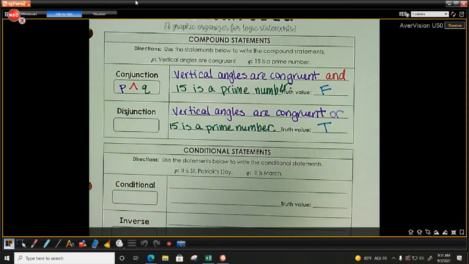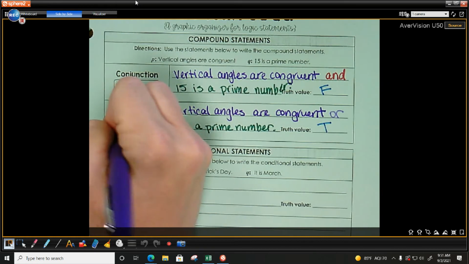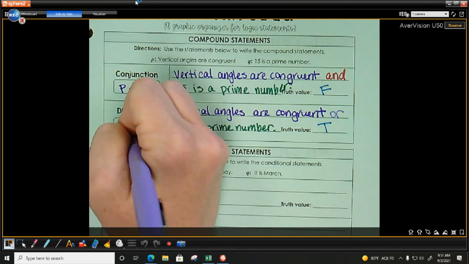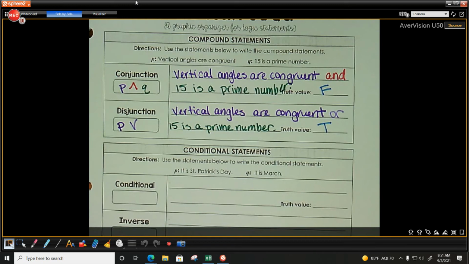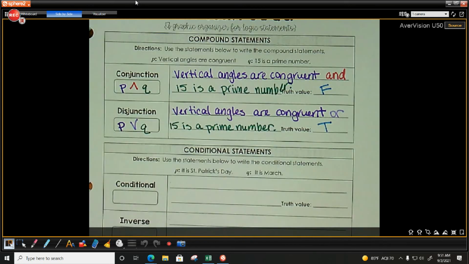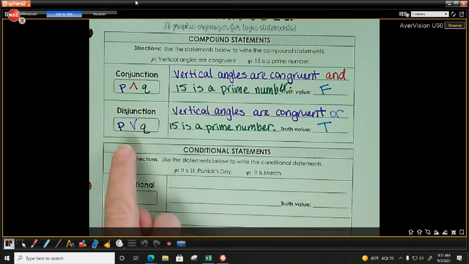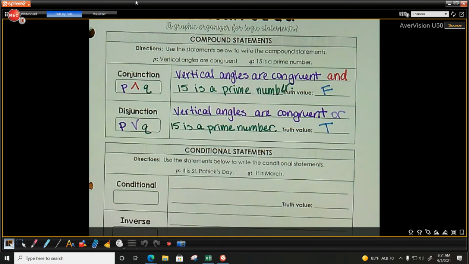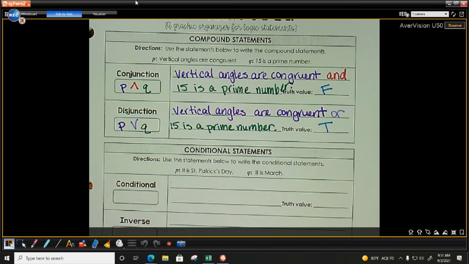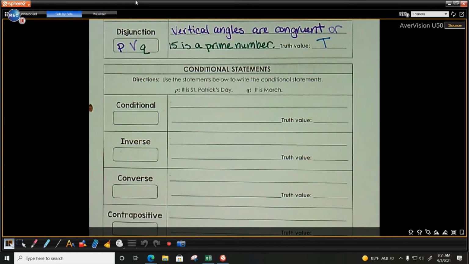The way we shorthand write that is P or Q. So this symbol means and, this symbol means or. Now we're going to look at our conditional statements. And again, we're going to go more in depth with each of these next class and then the class after that. Use the statements below to write the conditional statements.